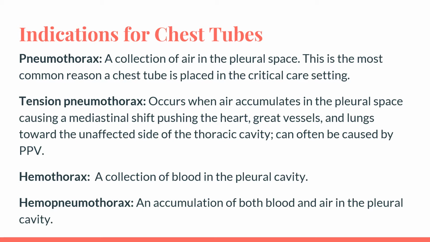Then we have the hemothorax, which is a collection of blood in the pleural cavity, and then a hemopneumothorax would be a collection of both air and blood in the pleural cavity.